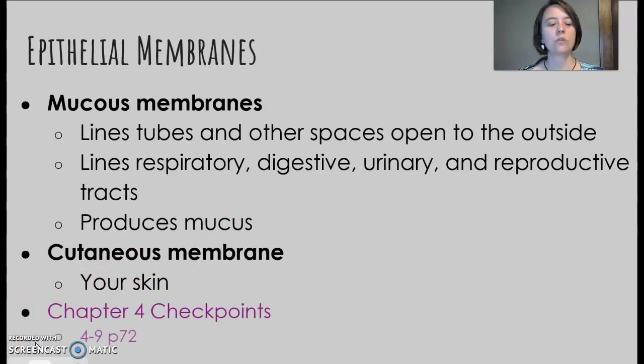So doing some Chapter 4 checkpoints on page 72. What are the three types of epithelial membranes? So make sure you can answer that in class.